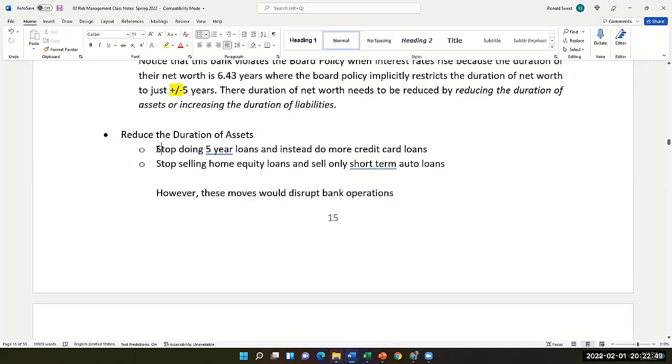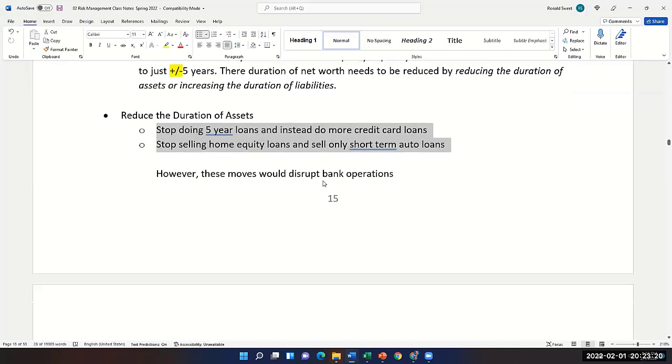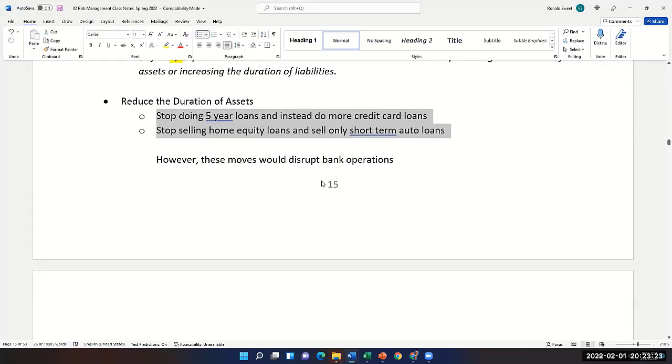How do you reduce the duration of your assets? Well, maybe you go to your sales force and say, hey, stop doing those 5-year loans. Do more short-term credit card loans. That would do it, right? A 5-year loan has like a 3-year duration. Credit card loans essentially have a 0 duration. That would work. Stop doing home equity loans and only do really short-term auto loans. That would do it.